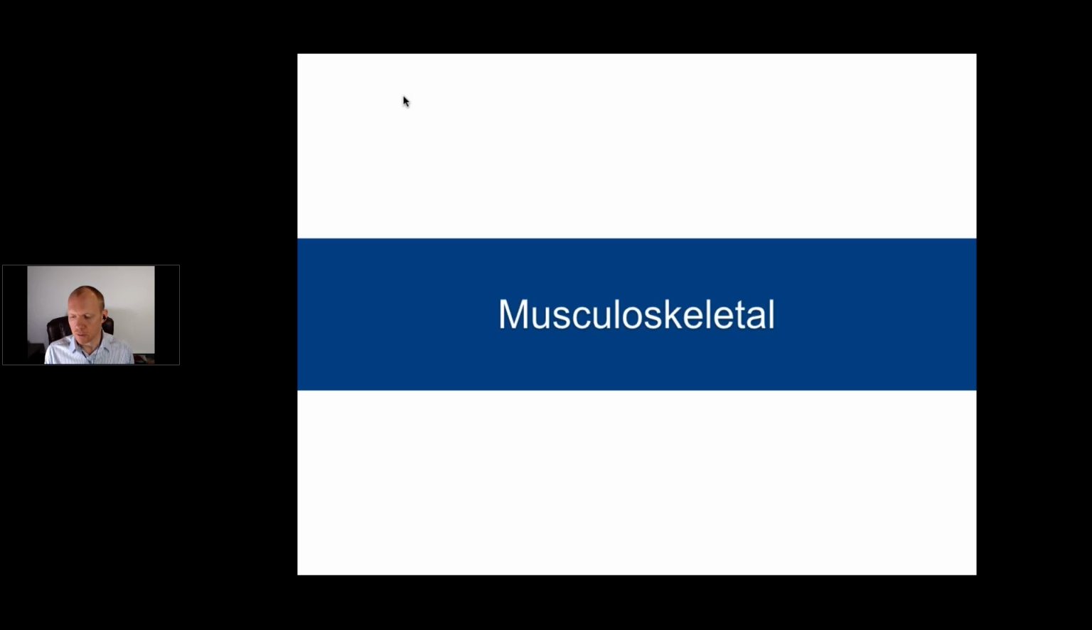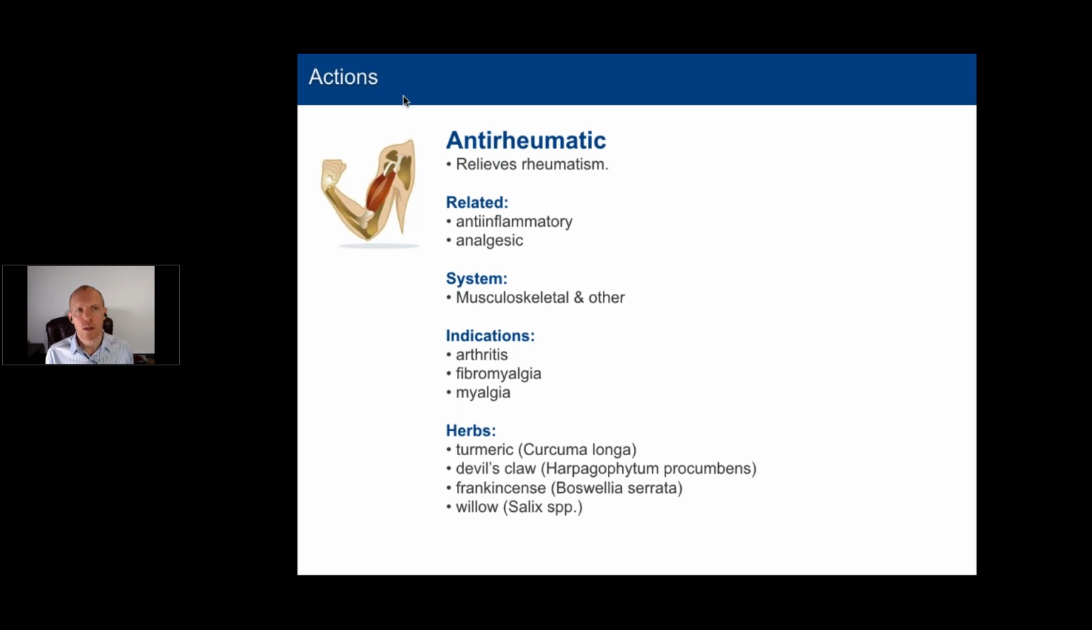So, musculoskeletal system, I'm going to go through this. This will be a little bit quicker than the other ones. When it comes to this, one of the main actions is an anti-rheumatic. So this is used primarily to relieve rheumatisms. Now, rheumatisms includes things like arthritis, muscle pain, but also conditions like fibromyalgia will sometimes get thrown in with rheumatic conditions.